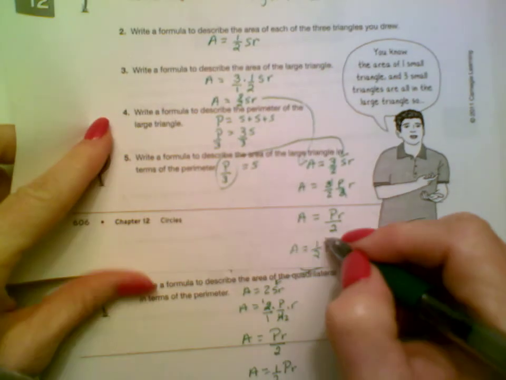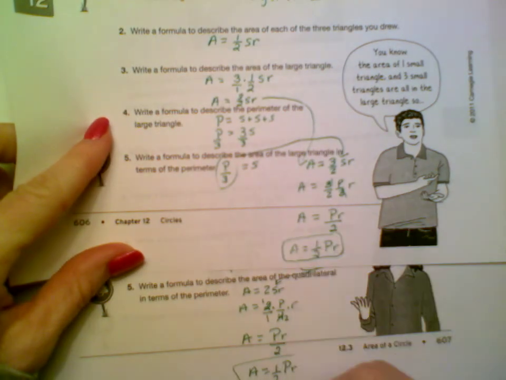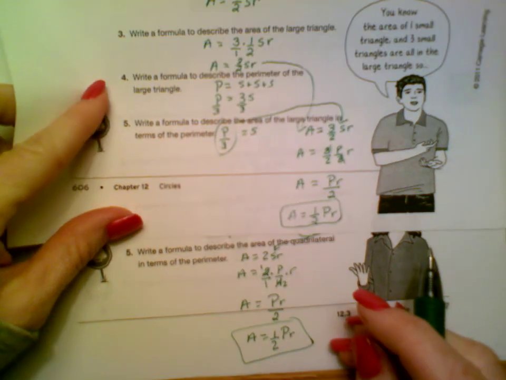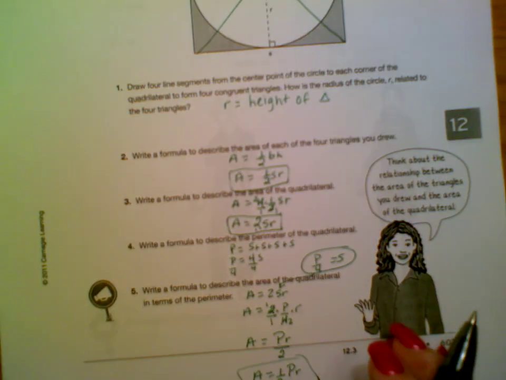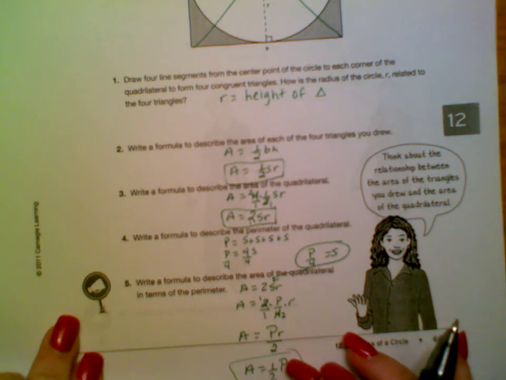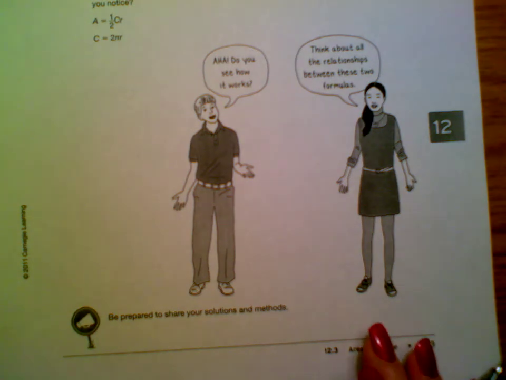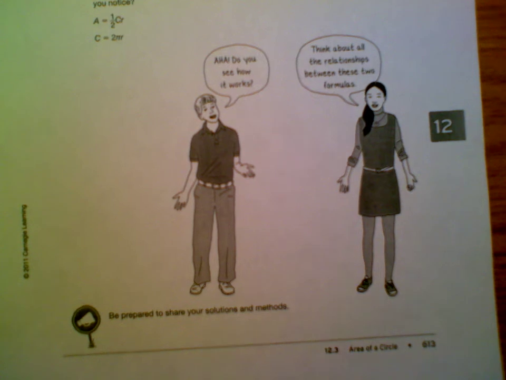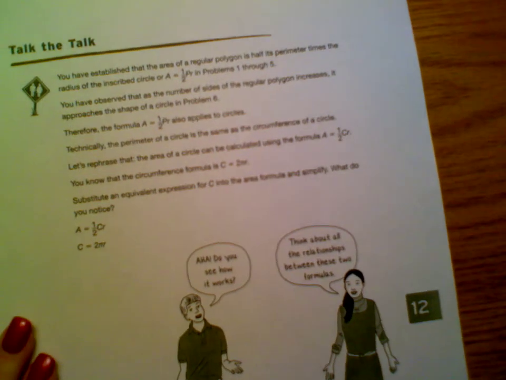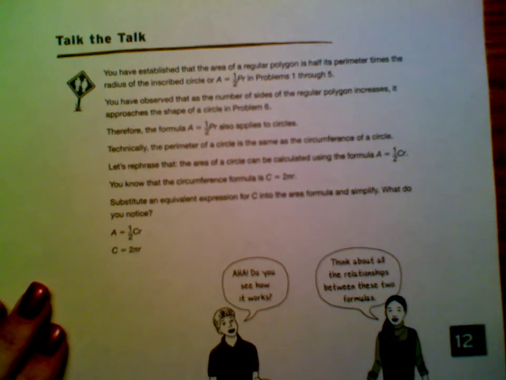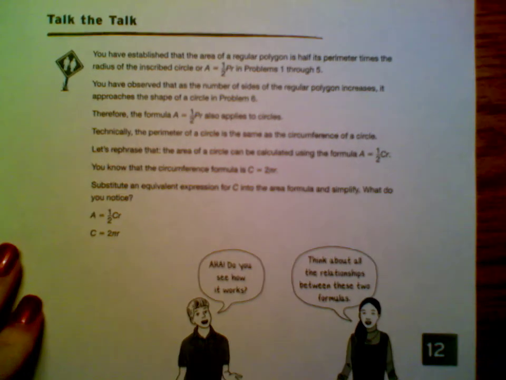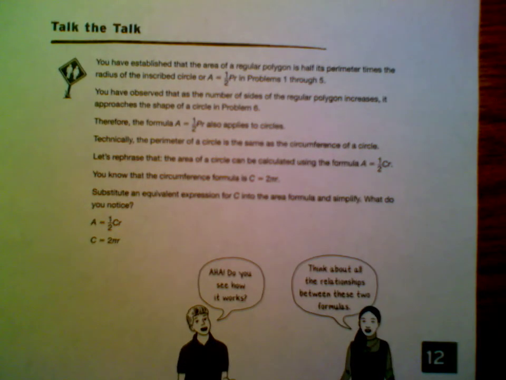So if we look, those two formulas are the same. So when we have inscribed circles, we can get this formula. So we could keep going with the next few pages and trying it with a few more shapes. I'm going to now move all the way to page 613, the talk, and see if we can now make a connection between this and a formula for area of a circle.